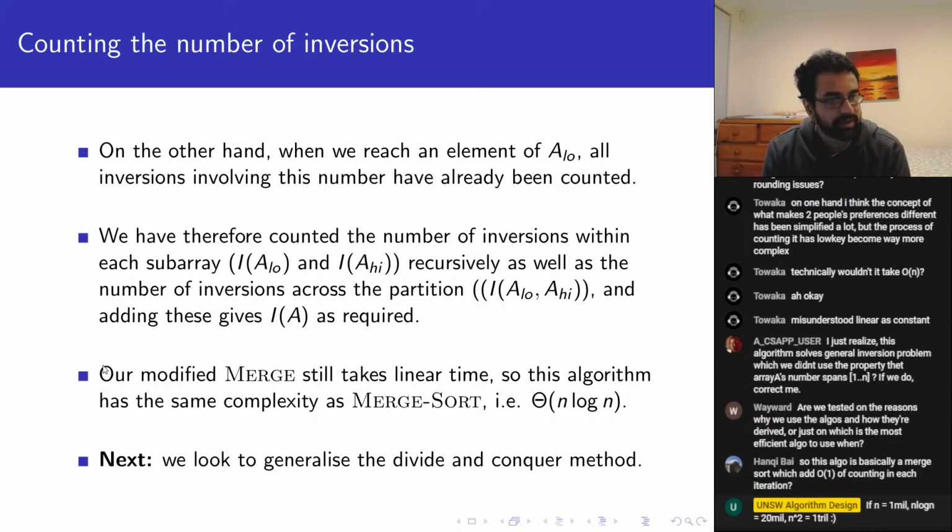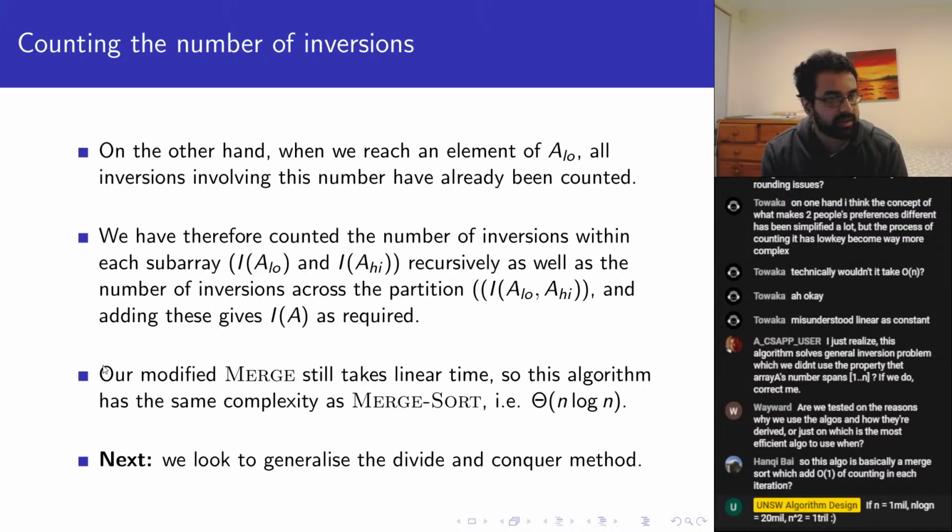Are we tested on the reasons why we use the algorithms and how they're derived, or just on which is the most efficient algorithm to use when? I'm not entirely sure what the question is. In almost all circumstances, we're going to prefer the one that has better worst case asymptotic complexity. I hope that answers your question, Wayward. I'm not entirely sure if you were asking someone else.